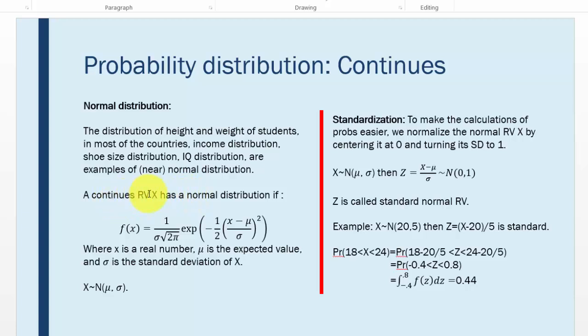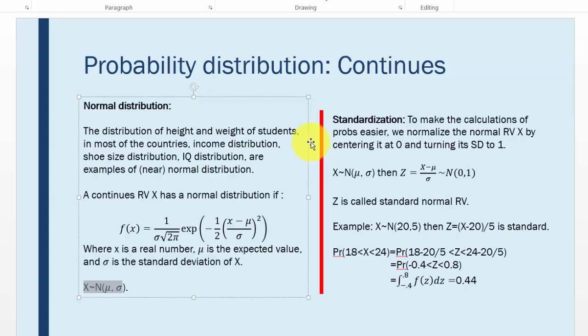The random variable X has a normal distribution if its probability density function is given by the following equation here, where x is a real number and mu is the expected value or the mean, and sigma is the standard deviation of the random variable X. Then if X has a normal distribution with mean mu and standard deviation sigma, it is shown as follows.